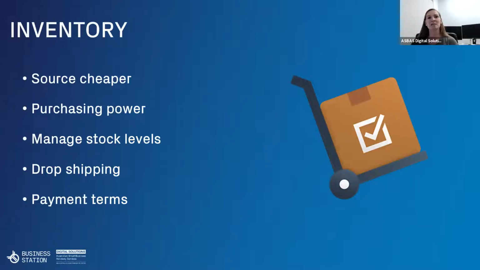The next element to consider is inventory. Now, inventory represents cash. So if you hold it for more than 90 days, it can really cost you significantly. Now, in terms of your inventory, thinking about it, can you source cheaper stock or materials? I would recommend that you always review your pricing from suppliers and do it regularly.